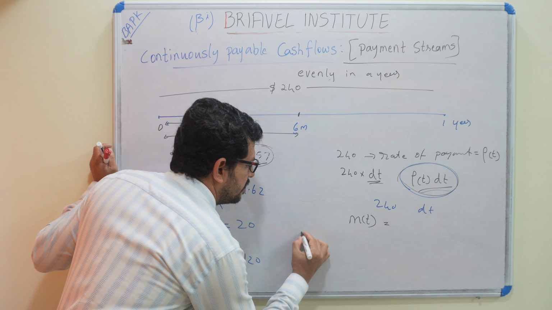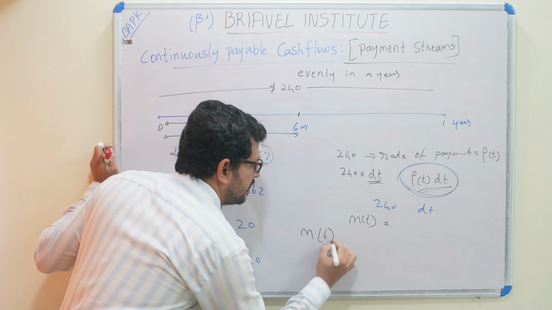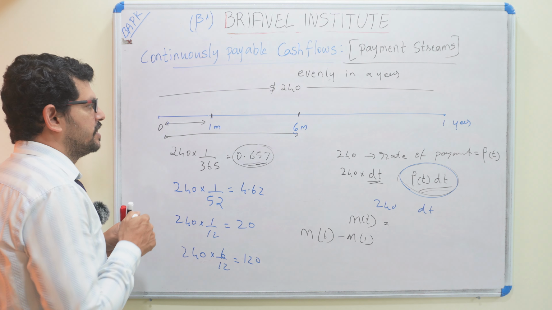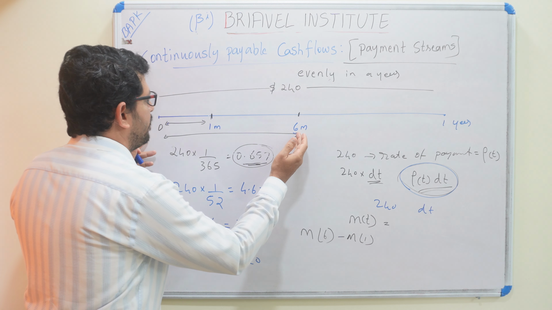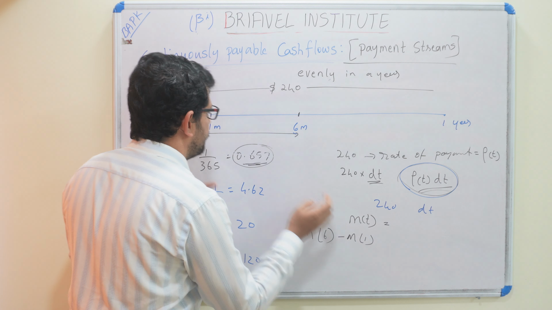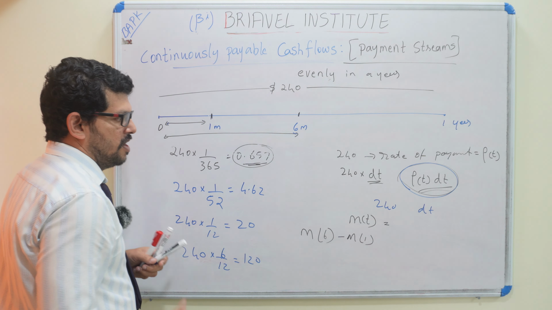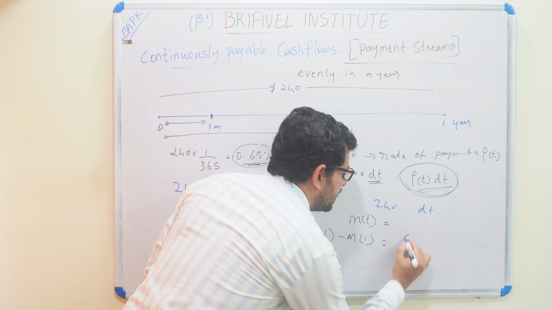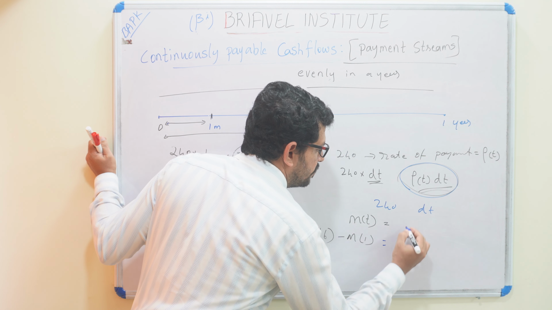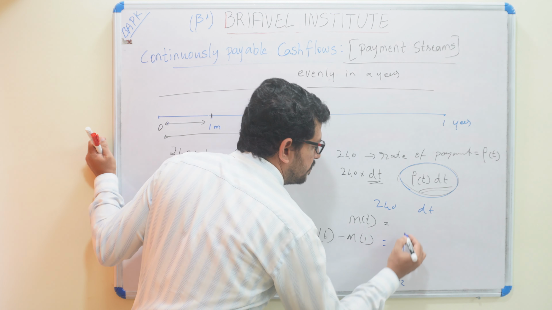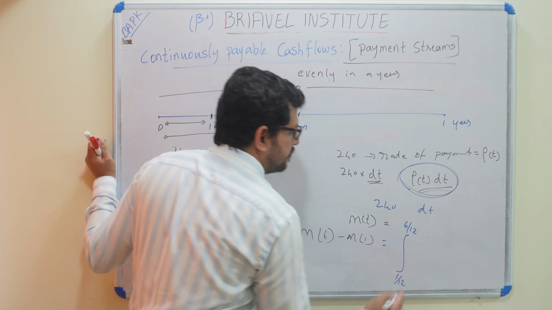So how do we calculate it? The total payment up to 6 months minus the total payment up to 1 month. That is, M(6 months) minus M(1 month). How will we get this? We will get this by integration from 1 to 6 months, that is, from 1 by 12 to 6 by 12 of a year.